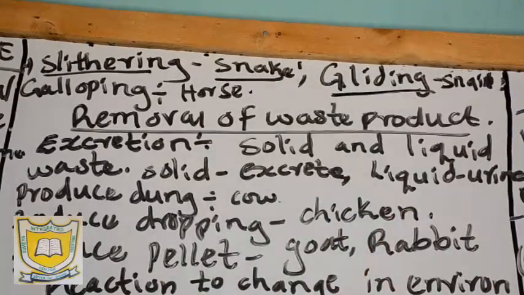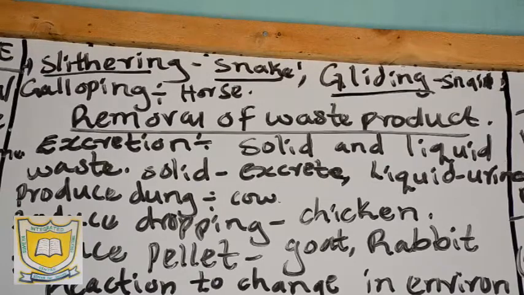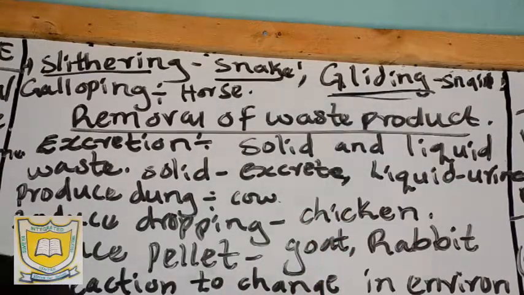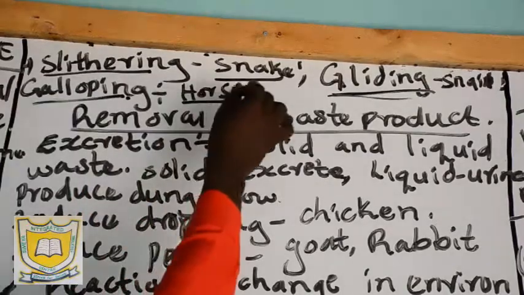We have those that move by gliding. Gliding is mostly the snail, and most of you understand the snail. When it moves, it leaves white patches behind. That is a snail. So it moves by gliding. We have the animal that moves by galloping. That one is a horse.